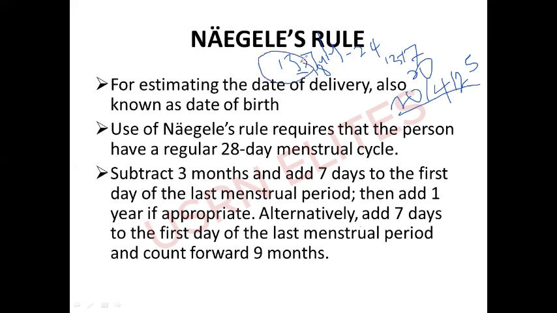You add 7 days to this one, which will give you the 20. And we know that we said the month is July. Then you count 9 months forward. So July, you start from August, September, October, November, December, January, February, March, April. Then you move into the new year, which will be 25. So this woman is expected to deliver on 20th April 2025.